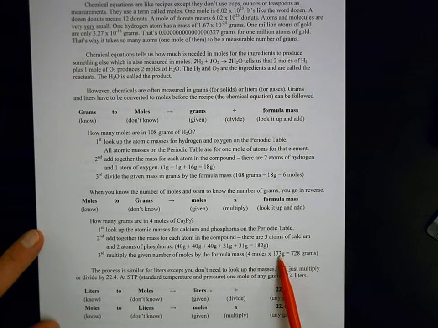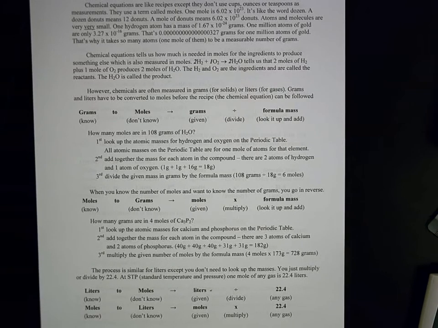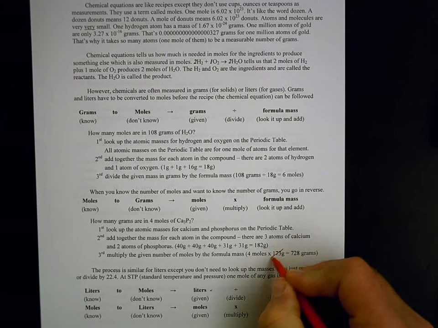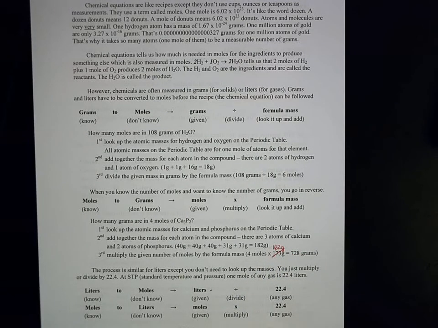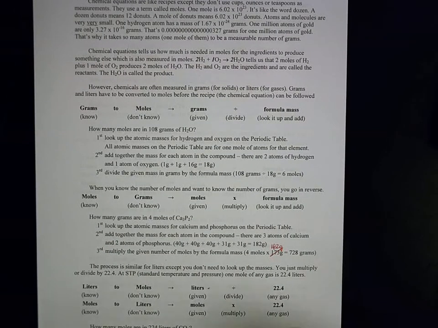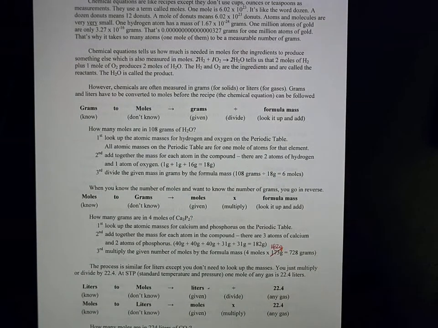So 4 moles times, well, I don't know why that says 173, but it should be 182 to give me my correct answer. So let's see, 4 times 182 gives us 728. So that part's right. For some reason, this should be 182 here. In doing that, we get the amount of grams that are in that. So these two papers, there's no work for you to do. It's just examples and notes of all the mole conversions that we'll be doing.